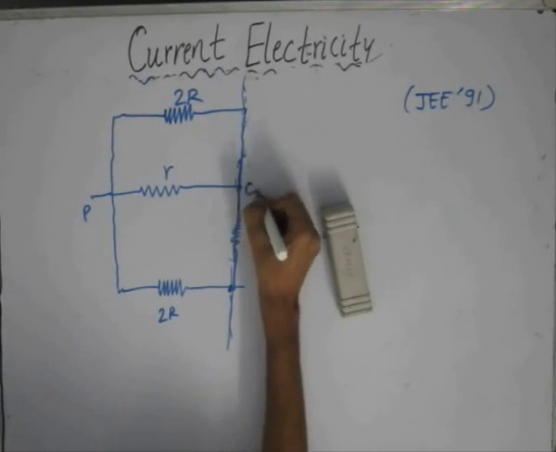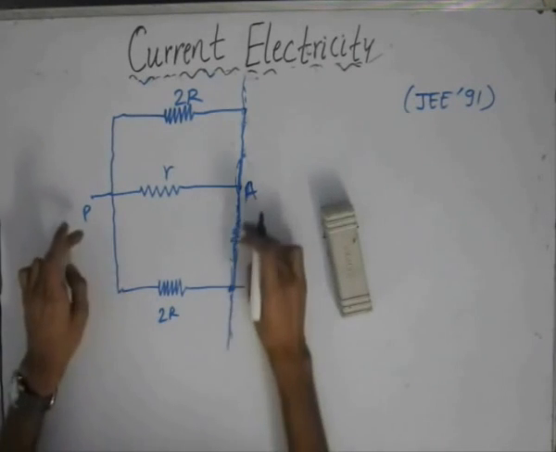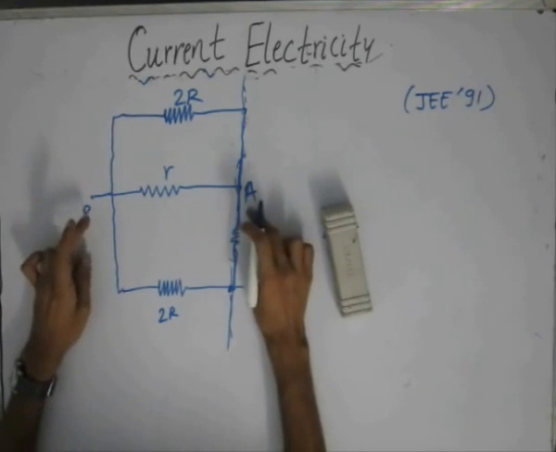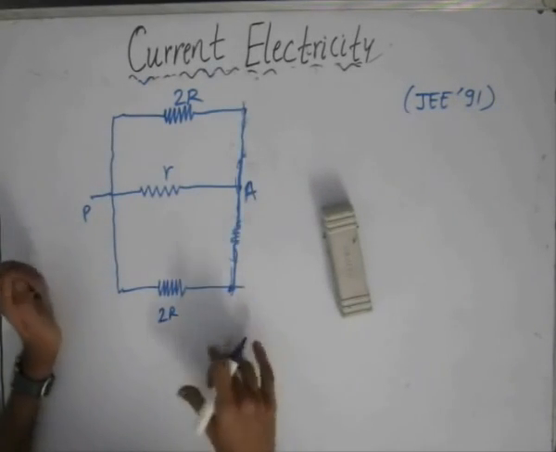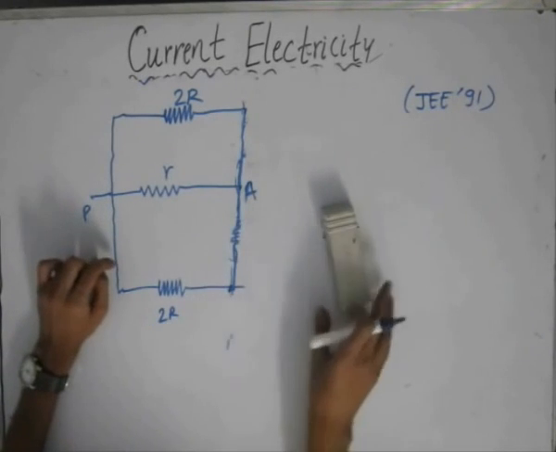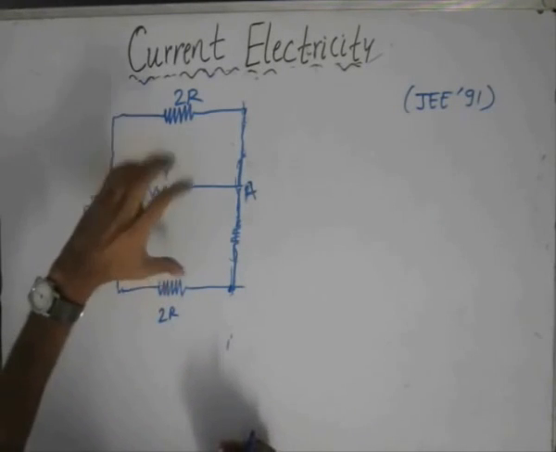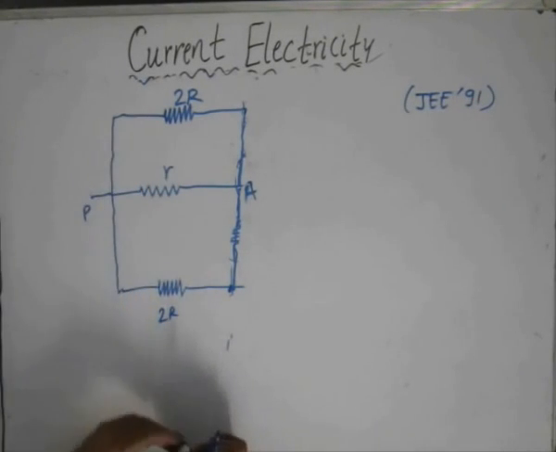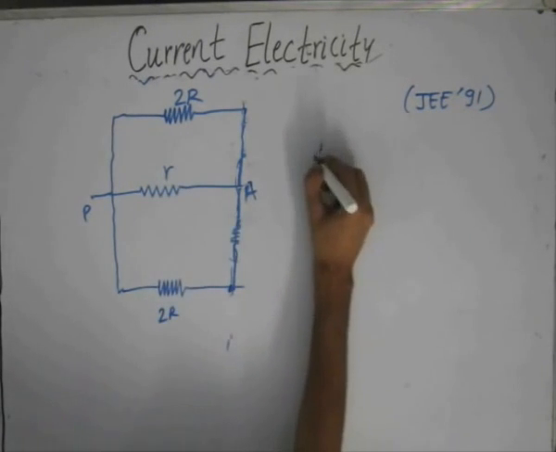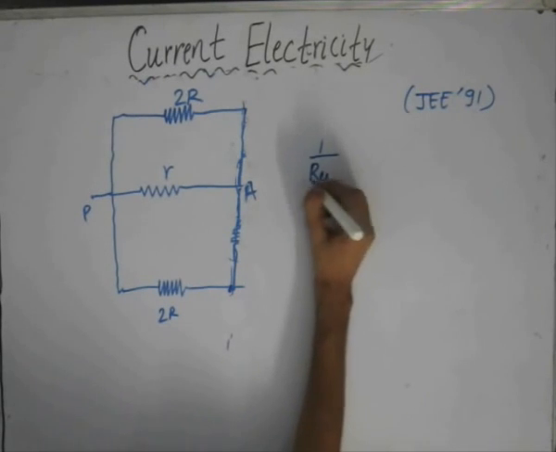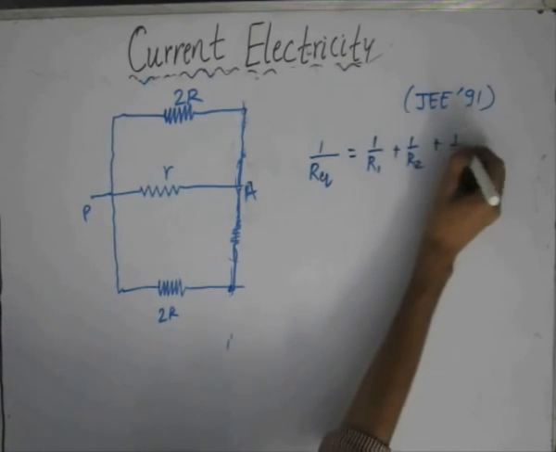Let us assume that this point is A. Now we need to find the resistance between the points P and A. If we look carefully, all these three resistors have their endpoints in common, so they are connected in parallel to each other. So the equivalent resistance between the points P and A is 1 upon R1 plus 1 upon R2 plus 1 upon R3.